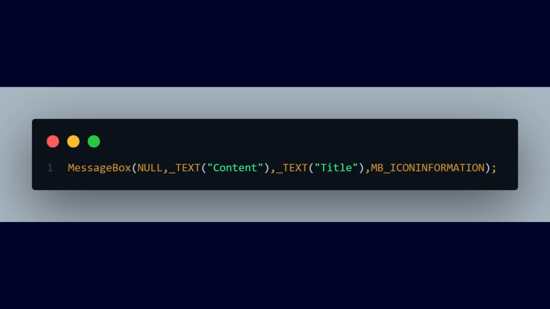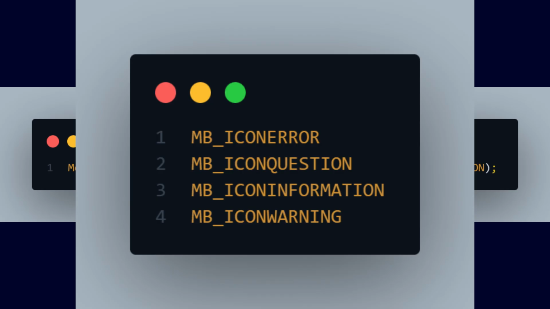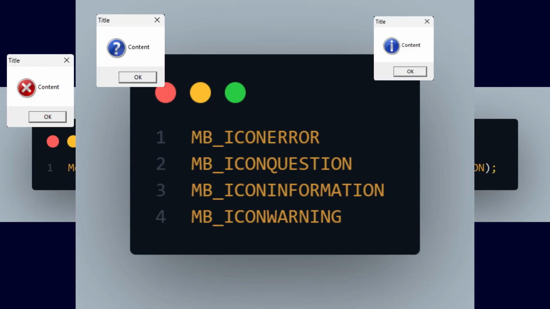Moving on to our last parameter, where we specify the buttons or icons that we want on the message box. And in this video, I'll be explaining how to set icons. So these are the four flags that you can give in the fourth parameter to specify what icon you want to show. Your options are error, question, information, or warning.